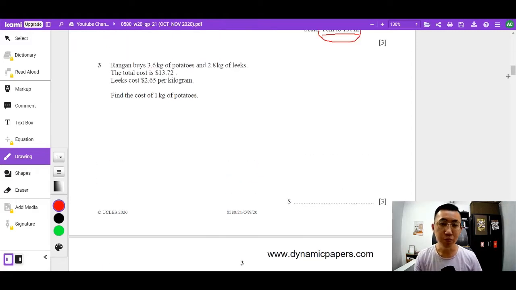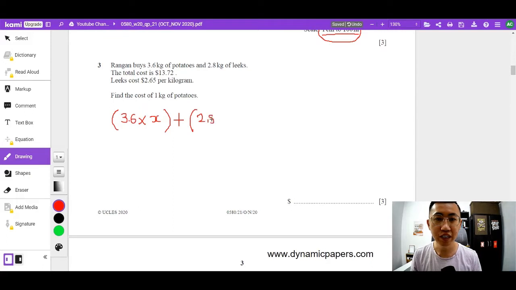Rangan buys 3.6 kg of potatoes and 2.8 kg of leeks. The total cost is $13.72. Leeks cost 2.65 per kilogram. Find the cost of 1 kg of potatoes. Okay, so you need to lay out the equation. I'm going to write 3.6 multiplied by the price of potatoes, so times x. Plus 2.8 kilograms multiplied by the price of leeks, which is given as 2.65.